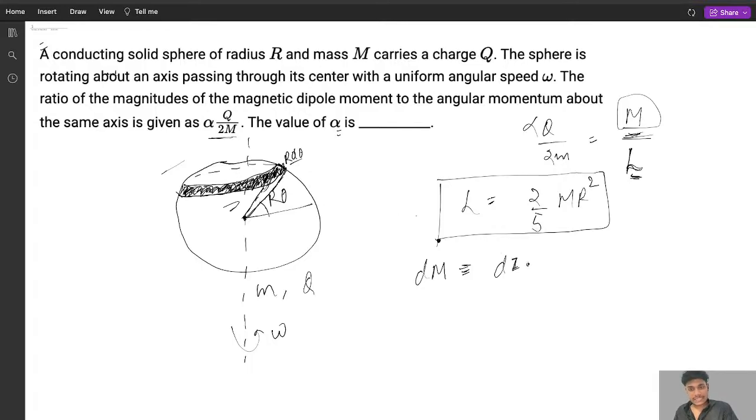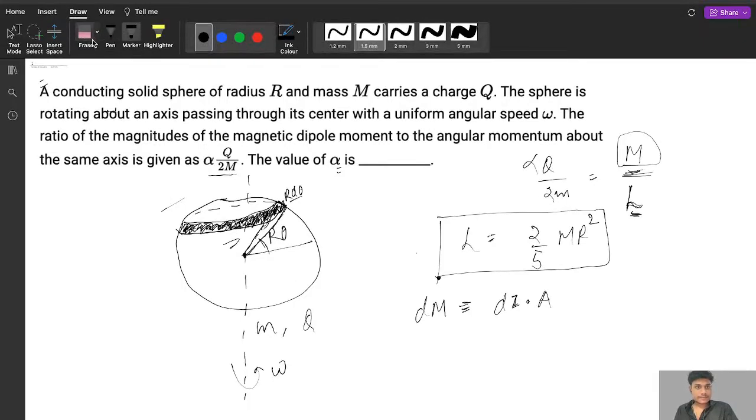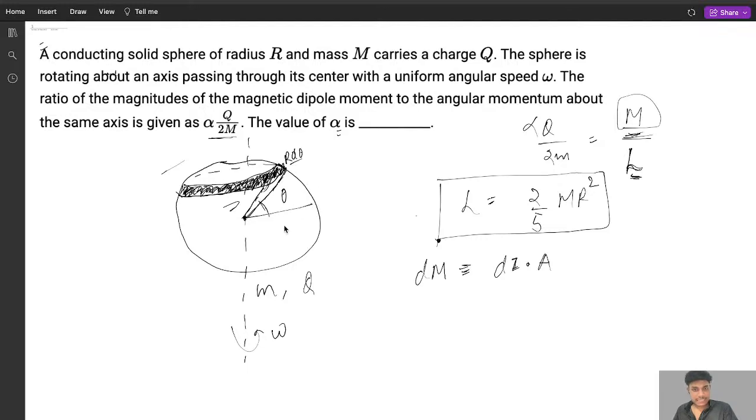And the area A, right. And what is the area if I say this angle as theta, this as r? Okay, wait a minute, let me erase this. This angle is theta, right? So please don't confuse theta and r. This one is r, and this is theta. So what is dm? dm is equal to di into A.